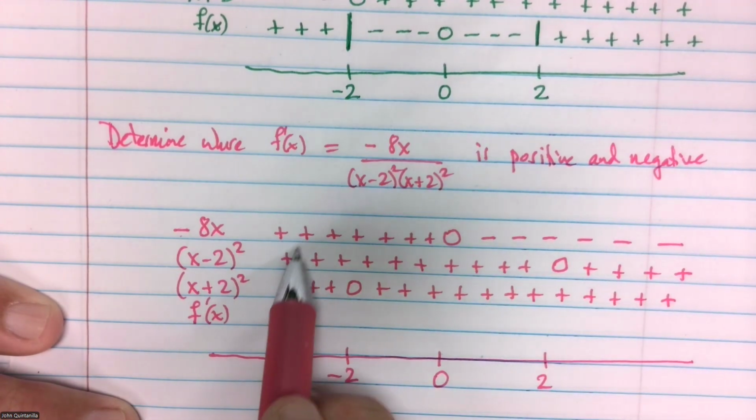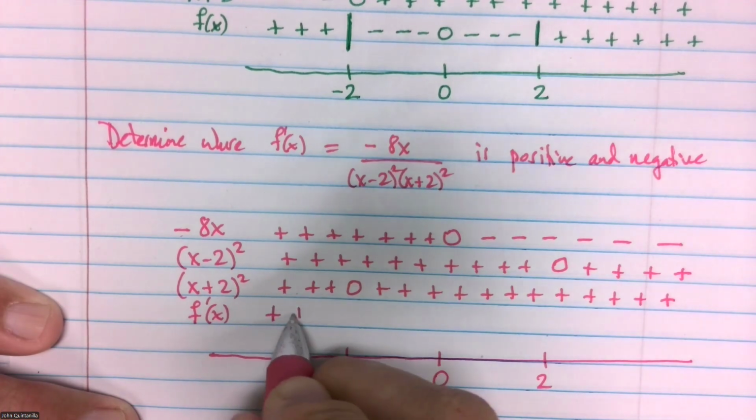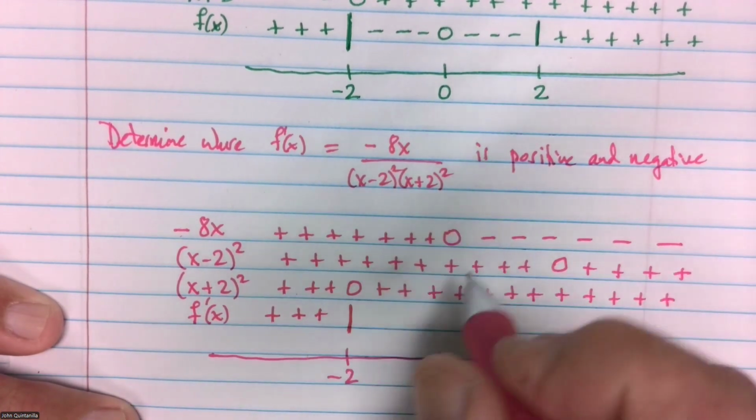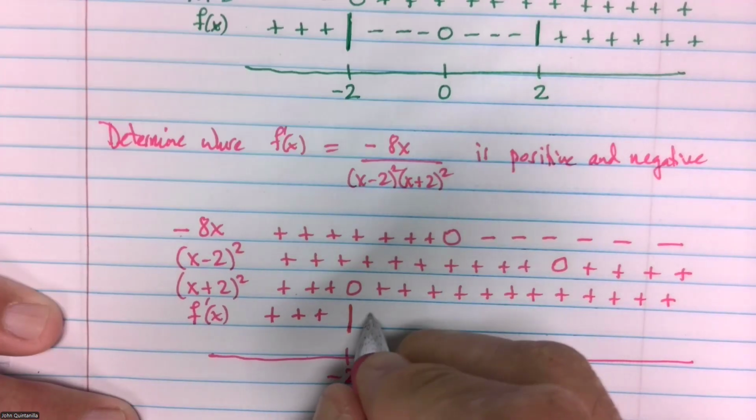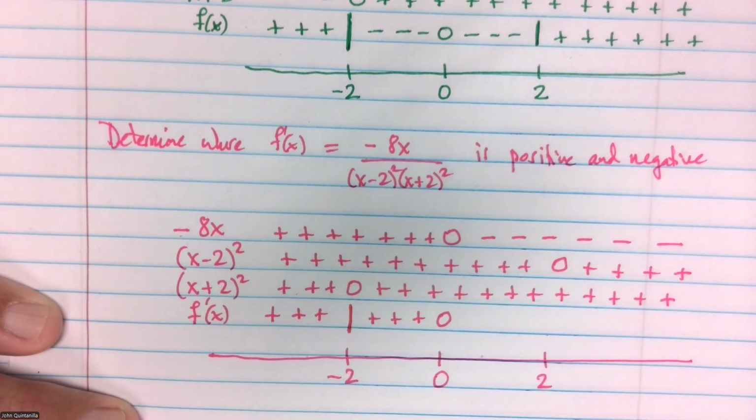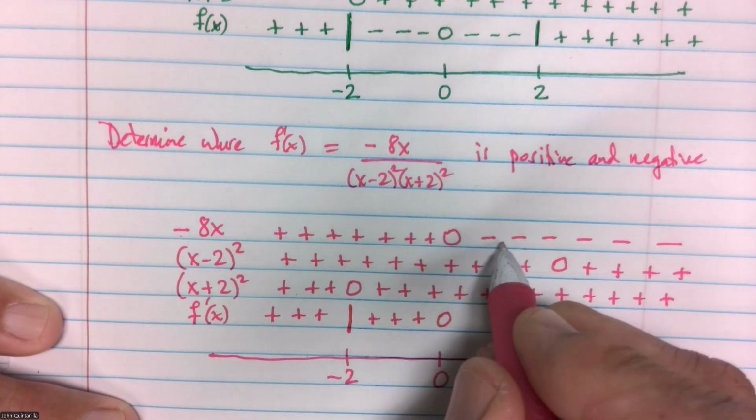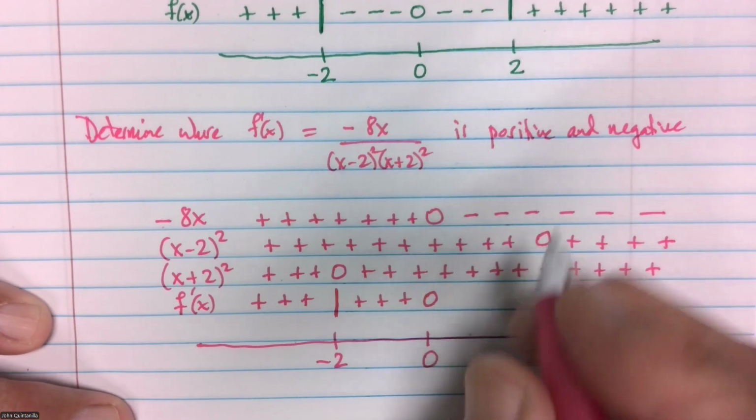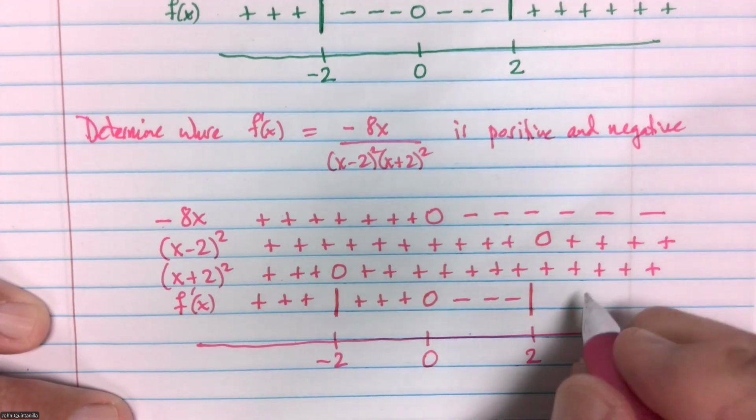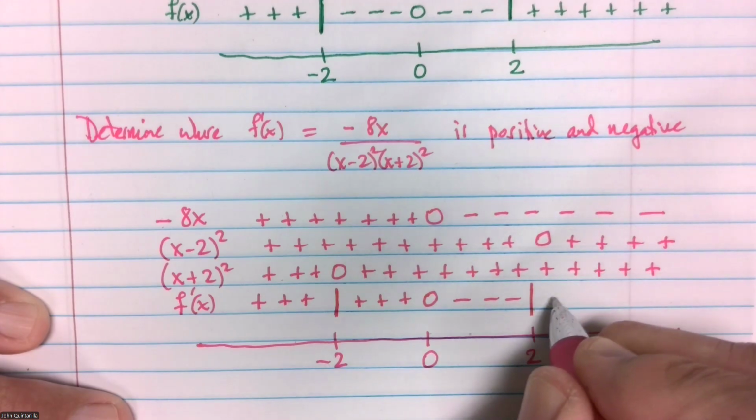Okay, so combining, we got 3 positives makes positive over here. I have a vertical asymptote again at negative 2. 3 positives makes positive over here. I've got a 0 at 0. This is negative, positive, positive, so that makes negative. I have again the vertical asymptote at 2, and then negative, positive, positive makes negative.